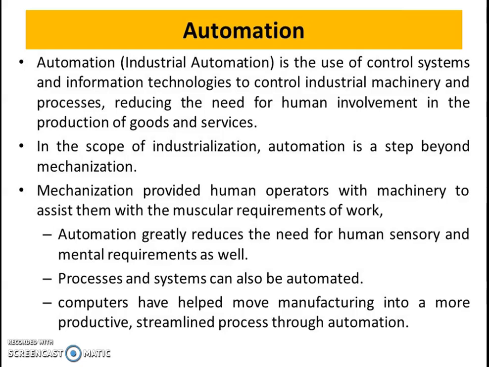It is the use of control systems and information technologies to control industrial machinery and processes, reducing the need for human involvement in the production of goods and services. Obviously, that's what I told you. So what is it that you're planning for? You're planning to make a thing into automation, any conventional manufacturing system into automation. So this automation part, what does it do?